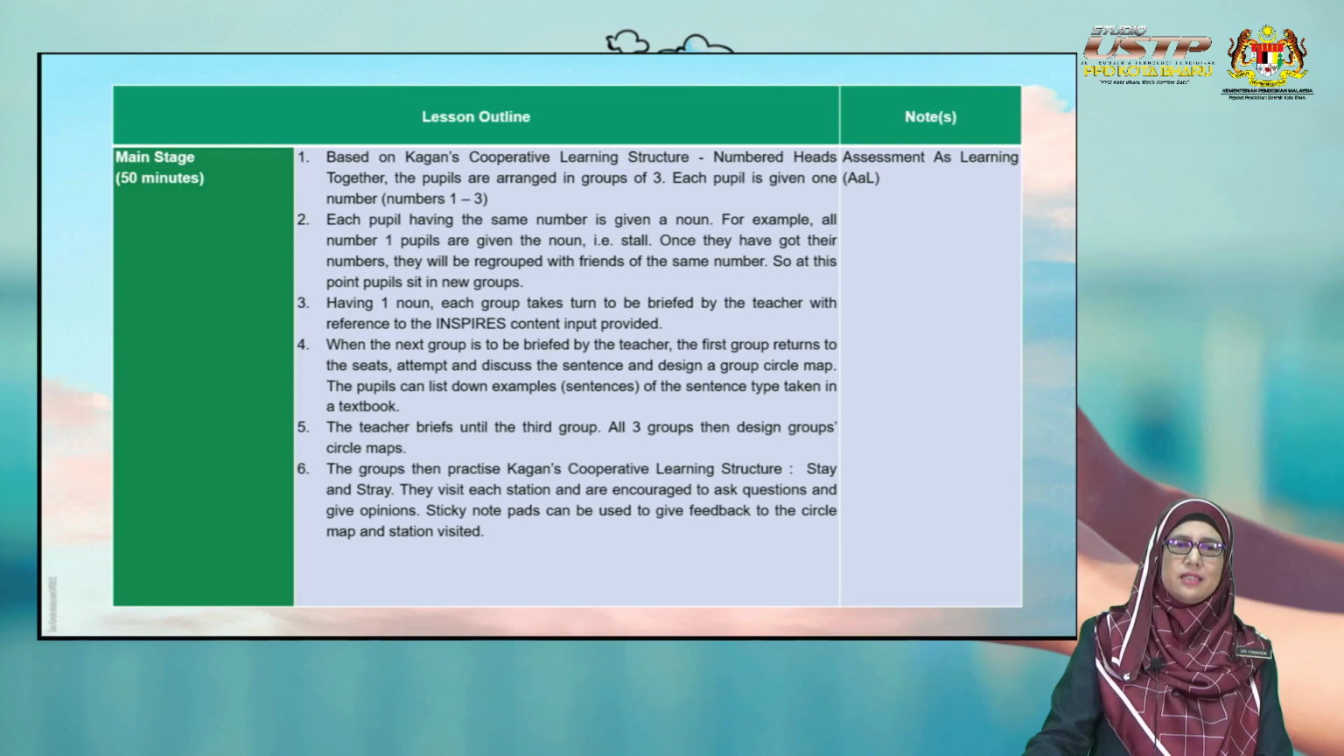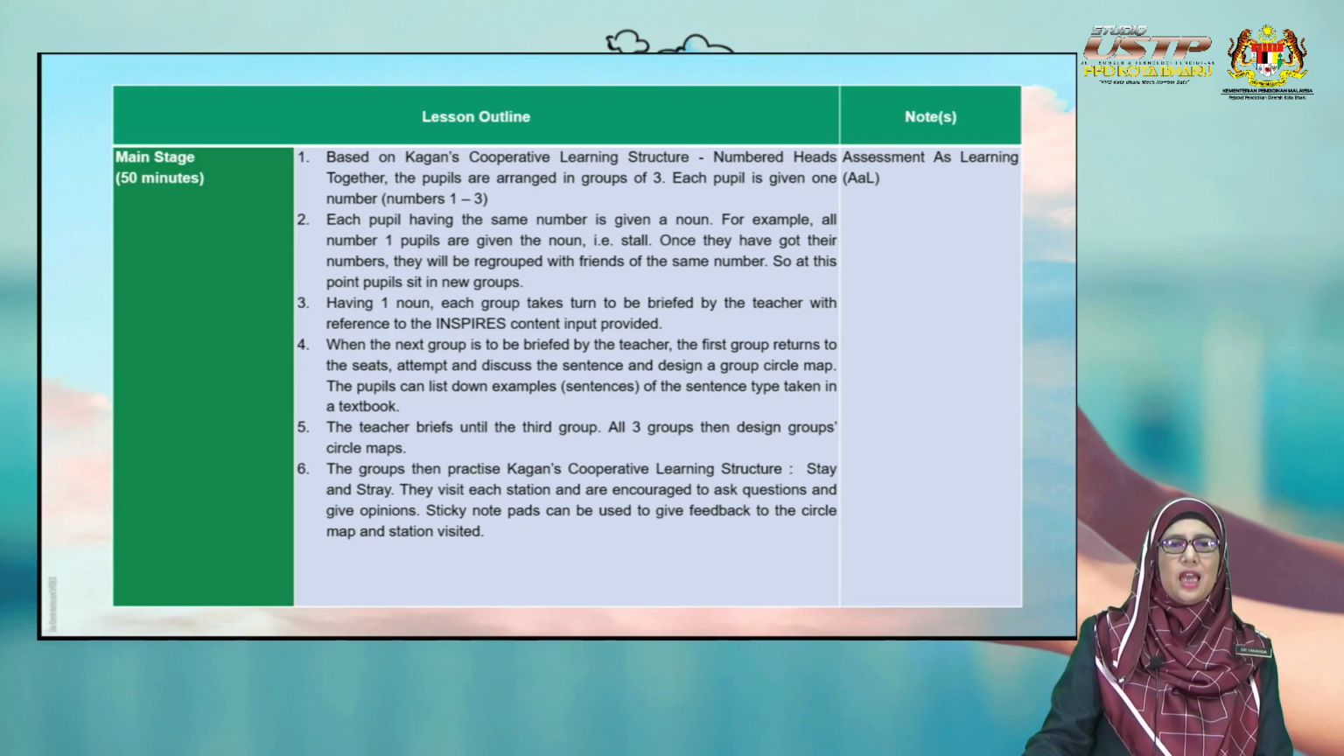Second, each pupil having the same number is given a noun. For example, all number 1 pupils are given the noun that is stall. Once they have got their numbers, they will be regrouped with friends of the same number. So, at this point, pupils sit in new groups.